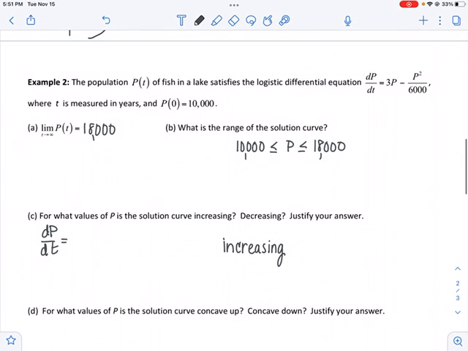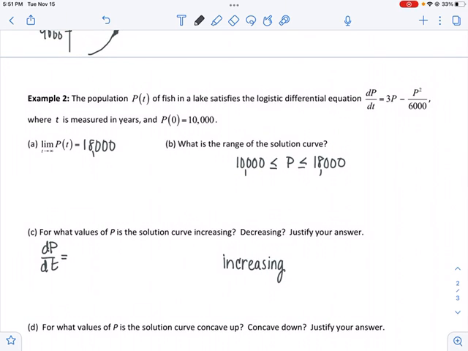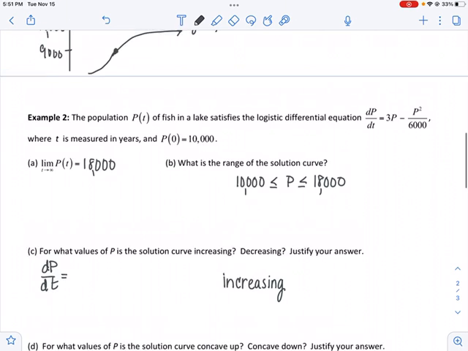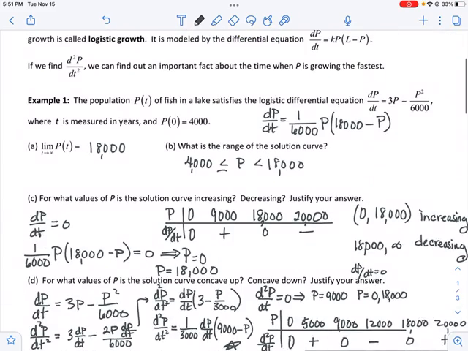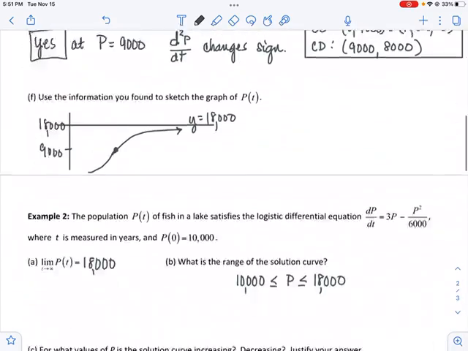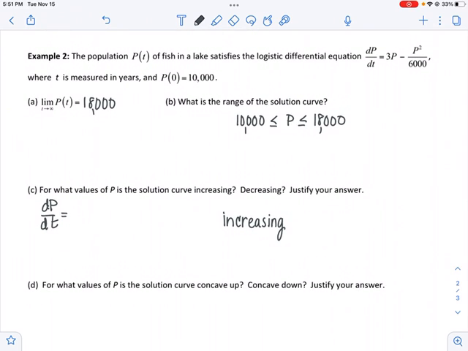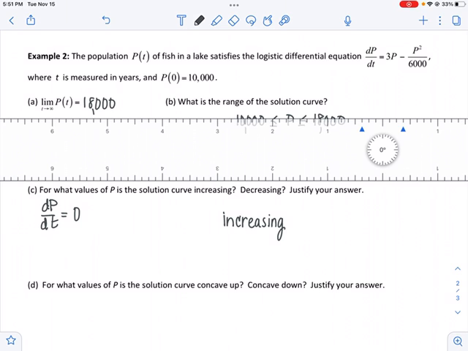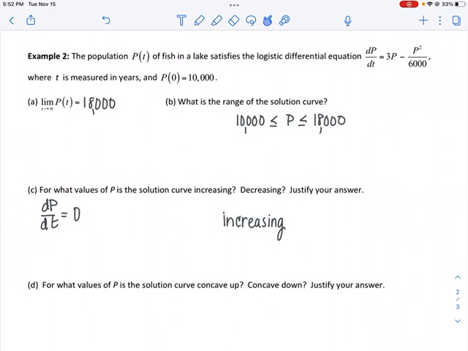So we're going to look at it again, and we've got the limit as t approaches infinity of P of t is still going to be 18,000. It's the same expression. But now the range is going from 10,000, because you're starting at 10,000, to 18,000. I have to remember if I put the equal signs on there. I did not, so let me make sure I have those on there. So in this case, dP/dt is equal to 0 at the same places.